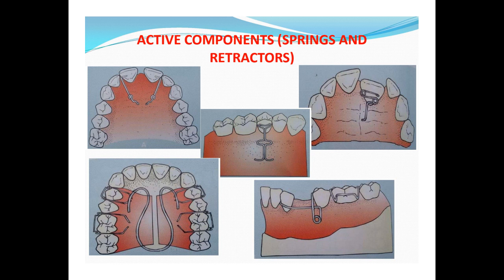Retractor: you see the design of the retractor, it is touching a specific tooth. So it is used to push that particular tooth into the proper arch. Most of the time in children, premolars do not erupt in the proper position. So these retractors can be used to push the specific tooth in alignment with the arch.